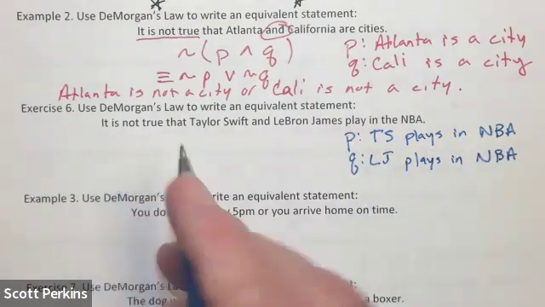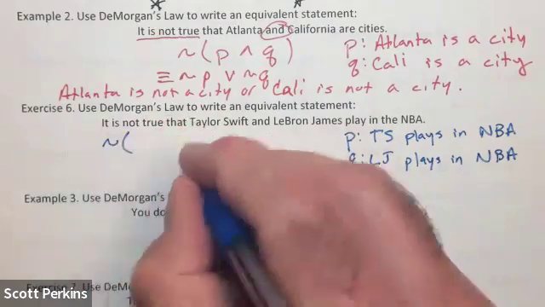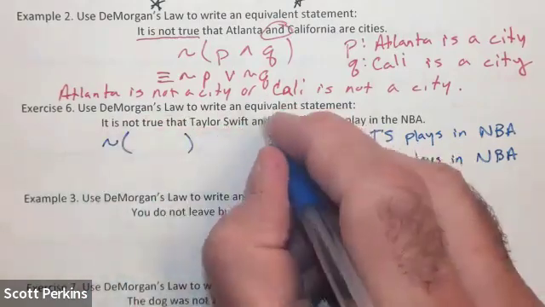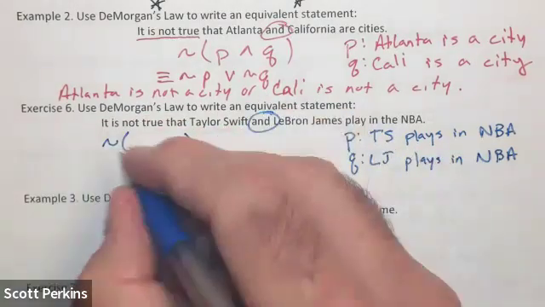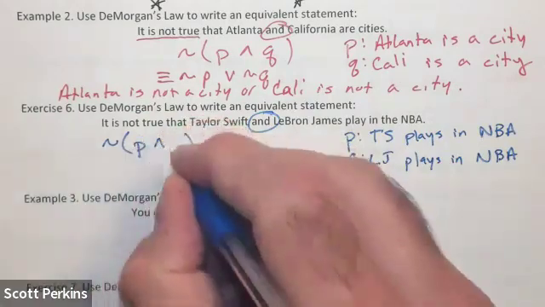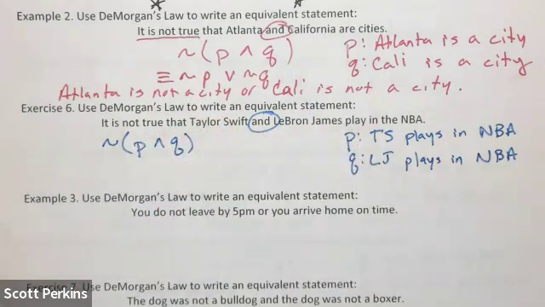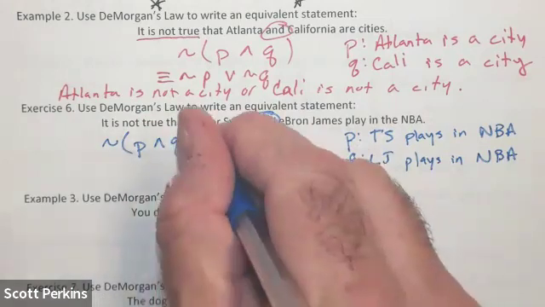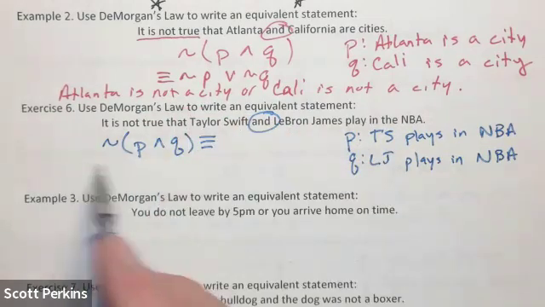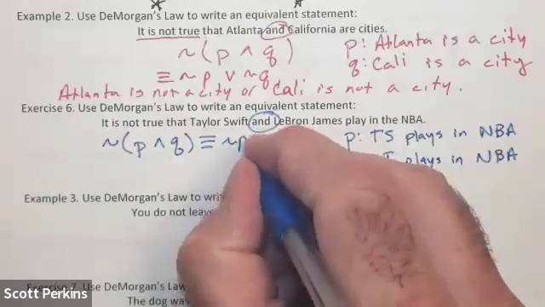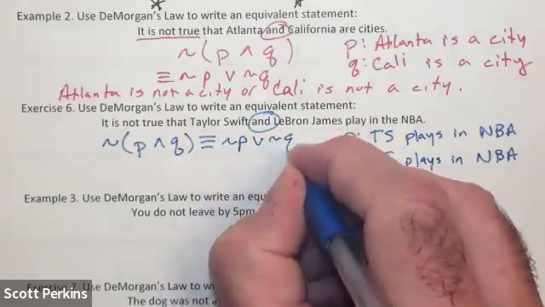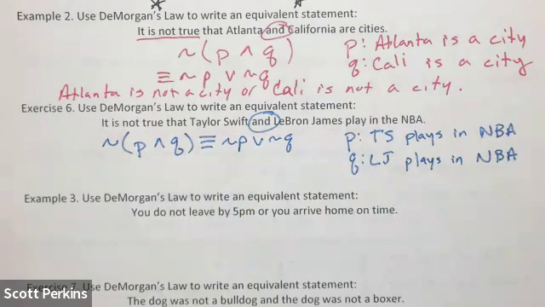So this statement right here, it is not true. So I put a squiggly and then parentheses. Taylor Swift and, so that is P and Q. So this is essentially the same problem that I just did. But again, it helps you learn for you to go through and write it down and sort through it on your own. So this is going to be equivalent to, when I distribute with DeMorgan's law, squiggly P or squiggly Q.